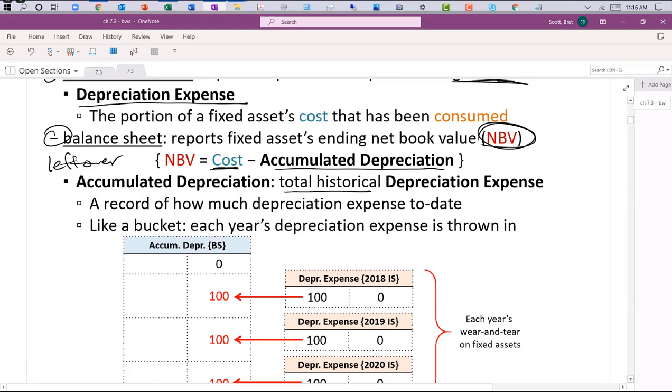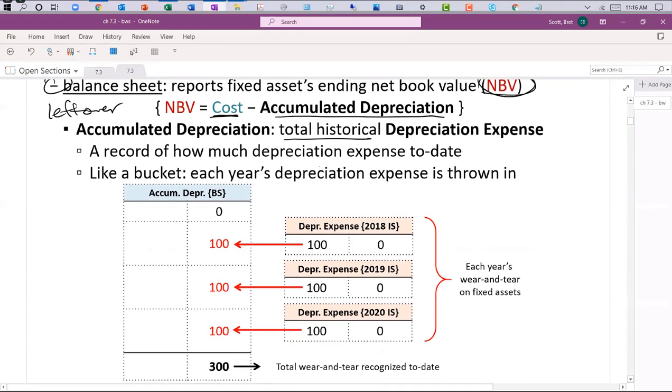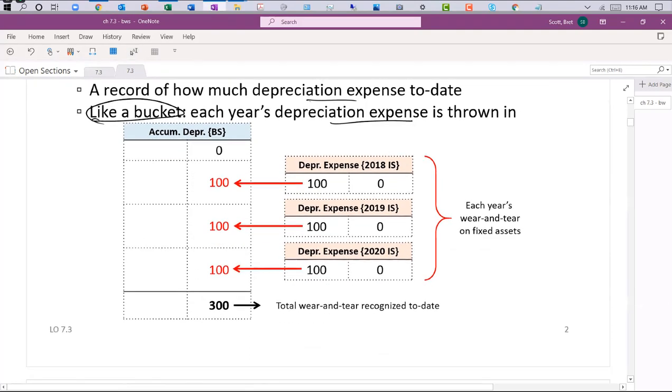Accumulated depreciation, historical depreciation expense, is a record of how much we've taken to date. It's like a bucket. Each year's depreciation expense is thrown in. So in 2018, if we bought equipment in the beginning of 2018 and we depreciate it during that first year by 100, the debit is depreciation expense, the credit is accumulated depreciation. Next year we start fresh with new expenses, so we have another 100, and the year after that another 100.